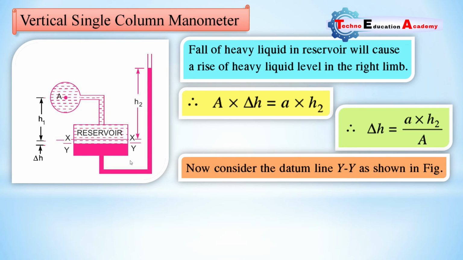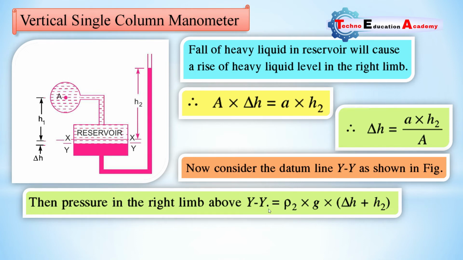Now consider the datum line YY as shown in figure. The pressure in the right limb above YY: here you can see that in the right limb only one fluid will be present, and its height is H2 plus delta H. So pressure due to the height column of H2 plus delta H equals rho 2 g into delta H plus H2. According to the hydrostatic law, P equals rho g h, and rho 2 is the density of the high dense fluid in the right hand side column. G is the gravitational acceleration.